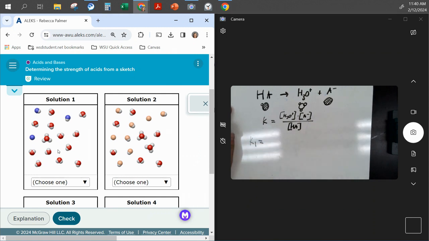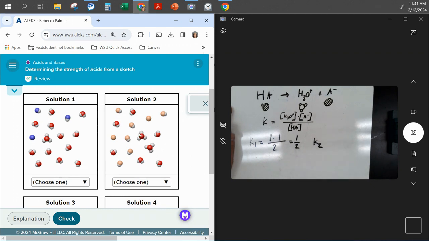K1, we're going to look at our products, which are hydronium. There's a hydronium, times by the conjugate base, so no hydrogen. There's one of those. And then we're going to divide by the original acid with the hydrogen. 1, 2. 2 of those. So this would be a value of 1/2. Then we're going to move to the next solution.